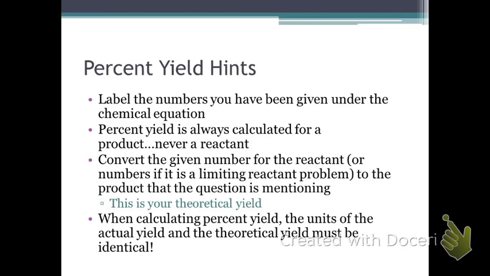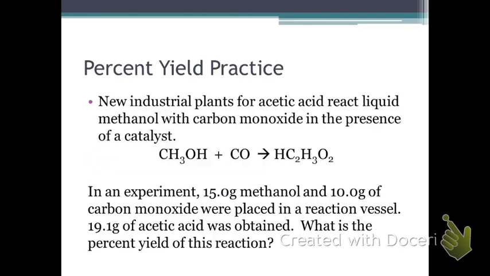You will convert the given number they give you, or numbers, if it's a limiting reactant problem, to the product that the question is mentioning. That will be your theoretical yield. When you calculate percent yield, also remember that the units of the top and the bottom have to be identical. Grams methanol over grams methanol. They have to be identical.